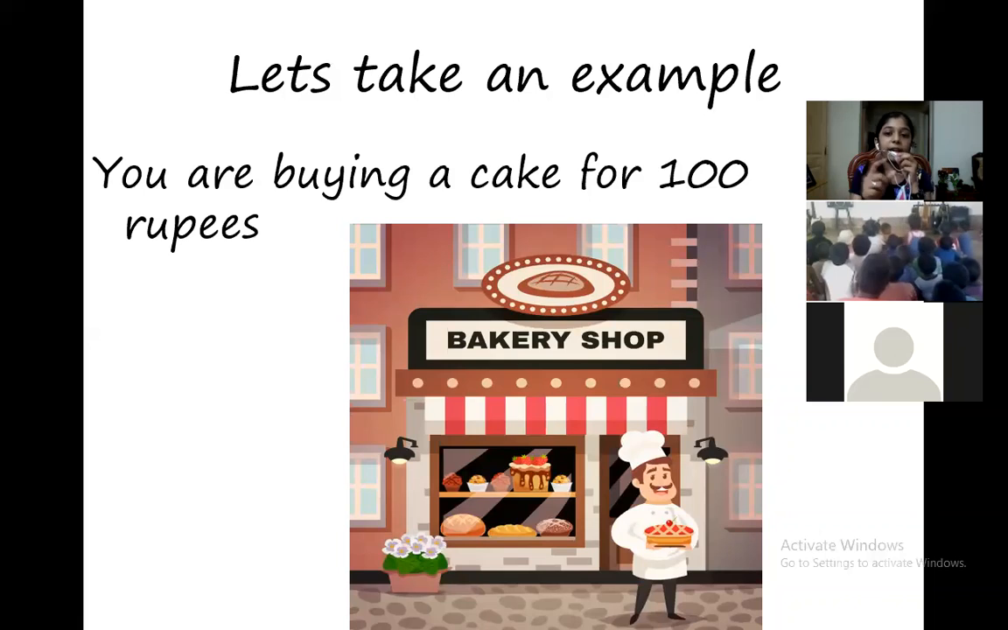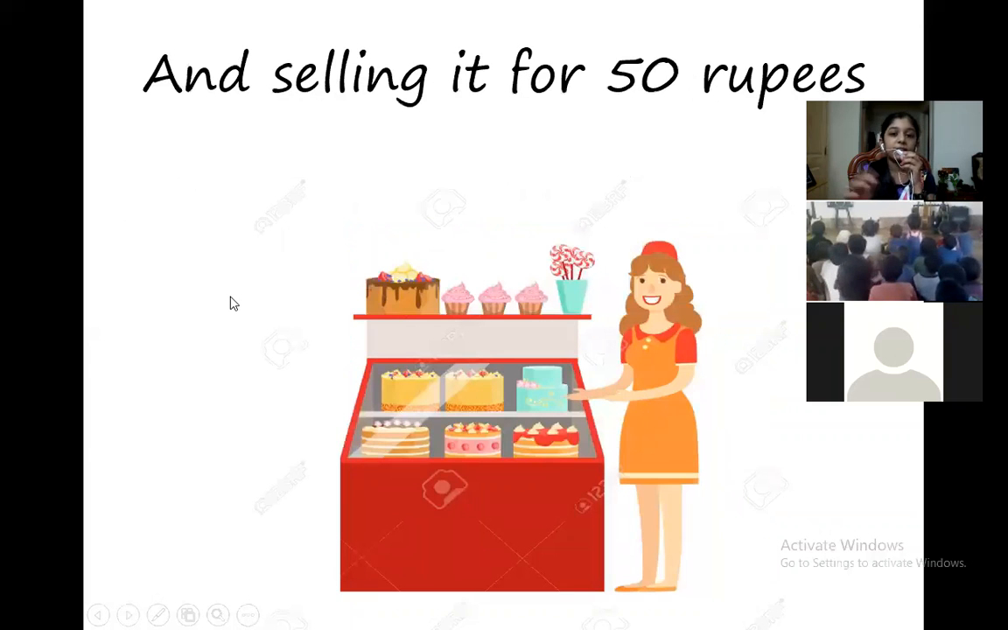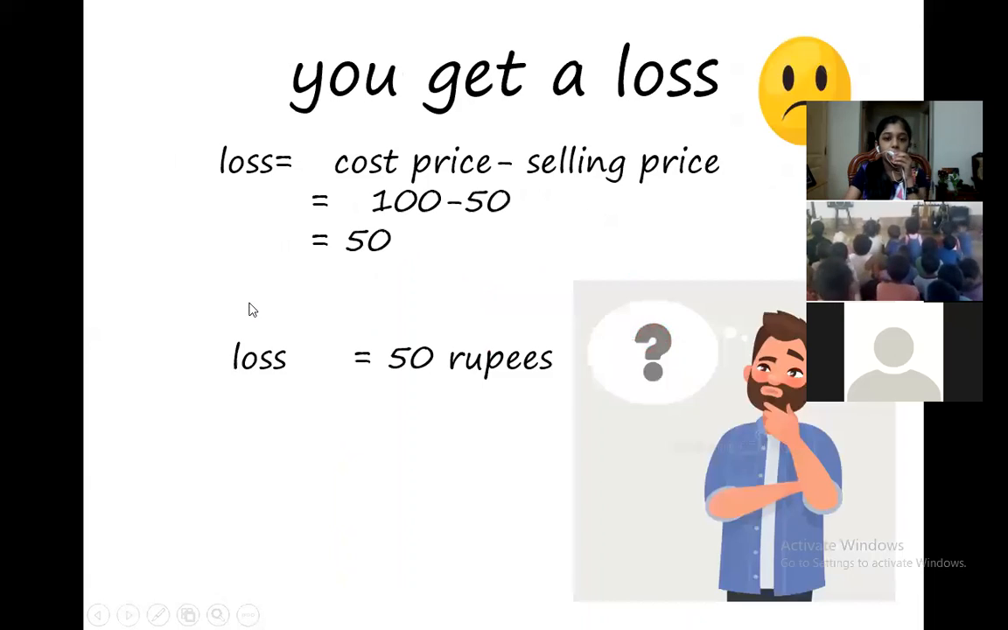So let's take an example. You're buying a cake for 100 rupees. Okay? You're buying a cake for 100 rupees and selling it to your friends for 50 rupees. So you get a loss, right? Because the rate at which you bought was higher than the rate at which you sold. Yes, right? So you get a loss.